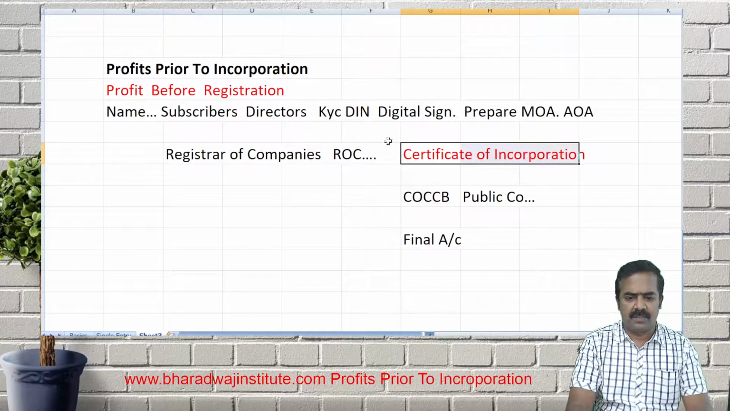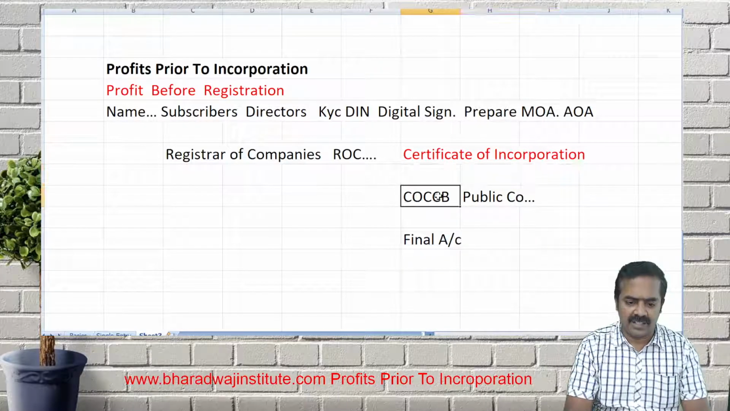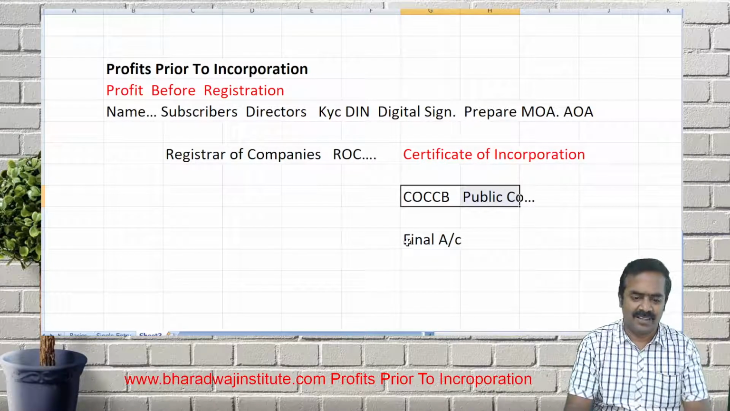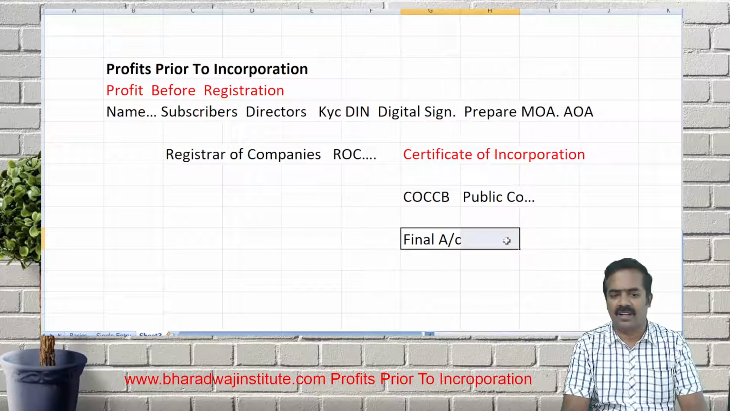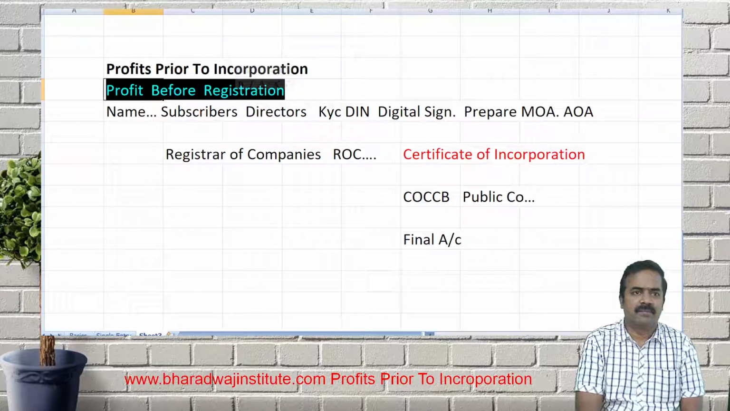Clear? Only after a certificate of incorporation do you start business in case of a private company. In case of a public company, only after the certificate of commencement are you going to start the business. Then you are going to prepare final accounts at the end of the year. How is it possible to have a profit before registration of a company?